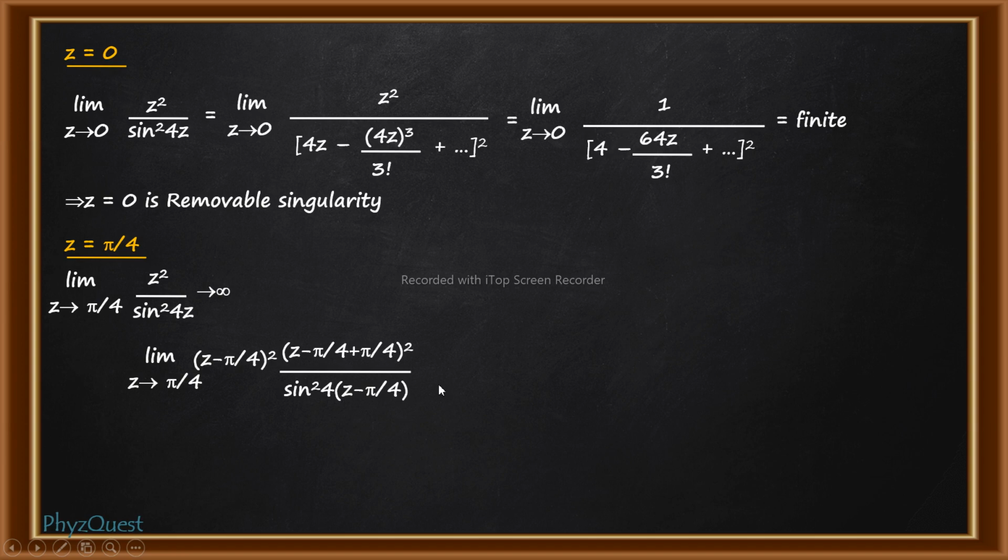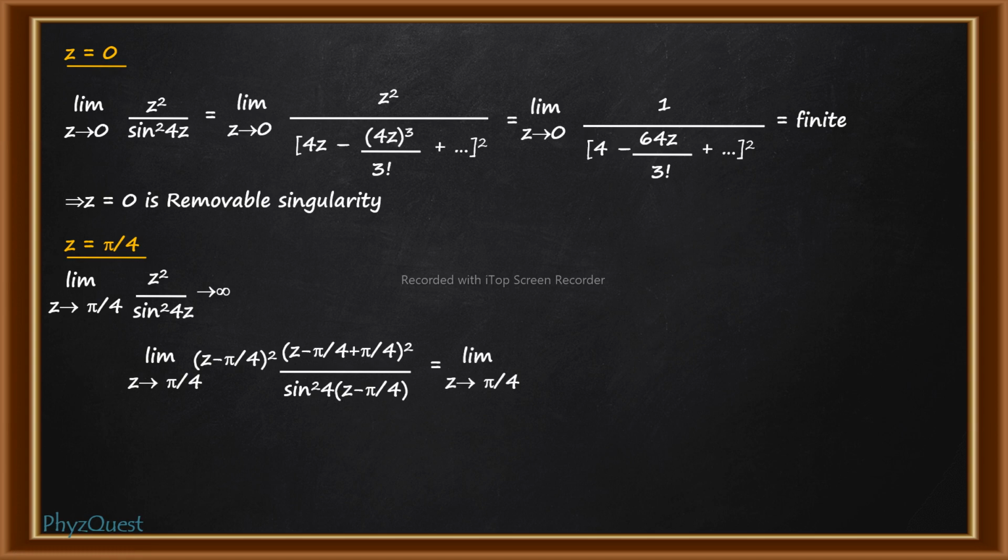So now what we can do is, here the numerator, consider this as, suppose this is a and this is b, so the a plus b square formula will apply here. And in the denominator we will write down the expanded form of the sine z function. Okay, so if we do that, this expression will be like this.